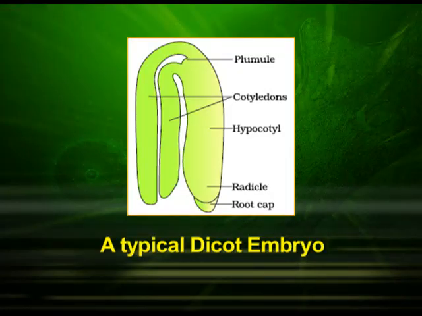A typical dicotyledonous embryo, which is shown in this diagram, consists of an embryonal axis and two cotyledons. The portion of embryonal axis above the level of cotyledons is the epicotyl, which terminates with the plumule or stem tip. The cylindrical portion below the level of cotyledons is hypocotyl, that terminates at its lower end in the radicle or root tip. The root tip is covered with a root cap.